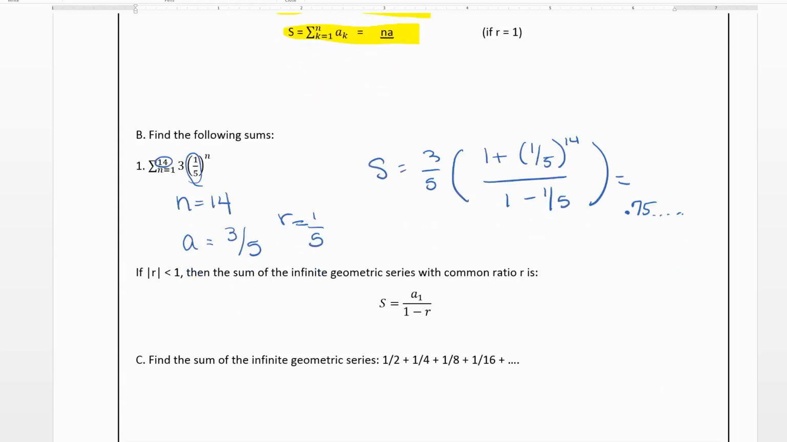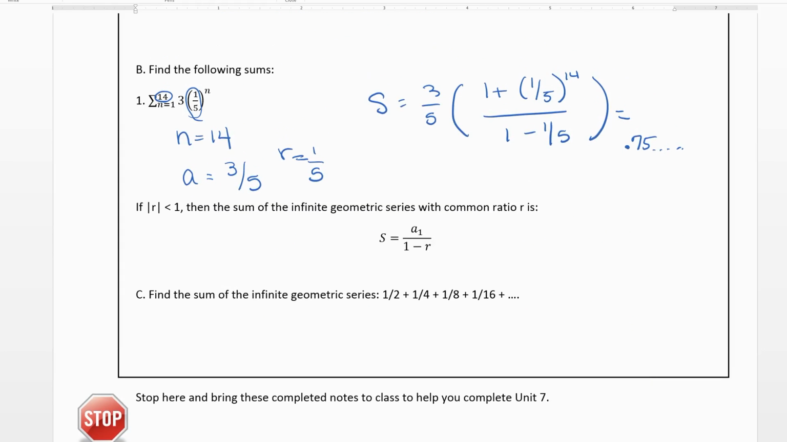Now, if your r value is less than 1, if the absolute value of it is less than 1, we can actually find the sum of an infinite series, so if you're adding forever. And the sum of an infinite series, you take your first term over 1 minus r. So here, for this one, 1/2 plus 1/4 plus 1/8, we're multiplying that by 1/2 each time. So we'd have 1/2 over 1 minus 1/2, which would be 1/2 over 1/2. So our sum would actually be 1.